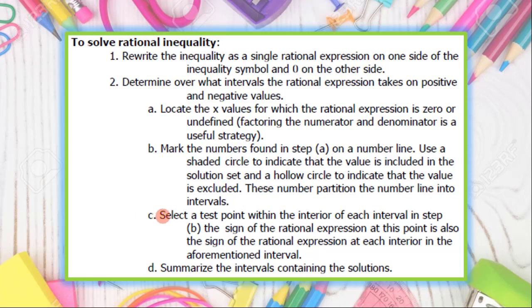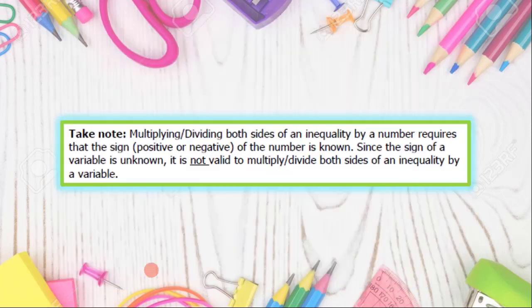C. Select a test point within the interior of each interval in step B. The sign of the rational expression at this point is also the sign of the rational expression at each interior point in the aforementioned interval. D. Summarize the intervals containing the solutions.